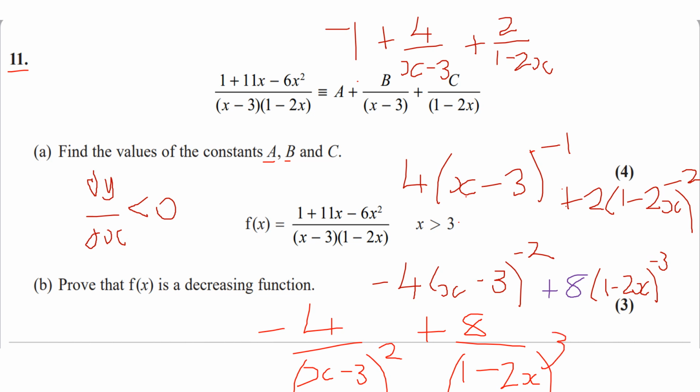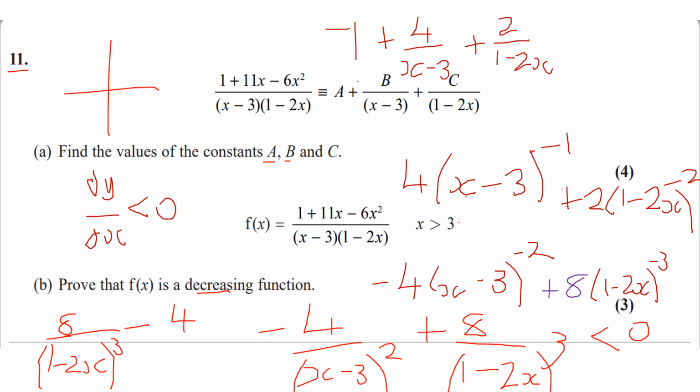When this fraction is less than 0, we're trying to prove that it's a decreasing function, so getting smaller and smaller. So what happens now? Well, let's obviously combine it if we can. We can rewrite it as 8 over 1 minus 2x all cubed, subtract 4 over x minus 3 all squared, is less than 0. And then we need to obviously solve this inequality.